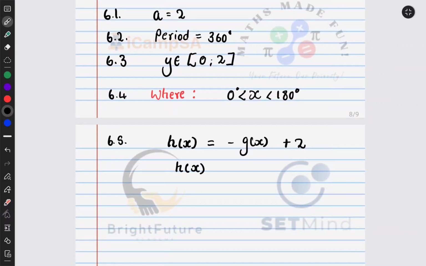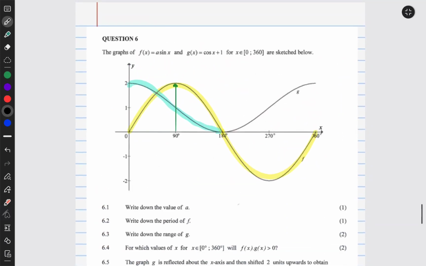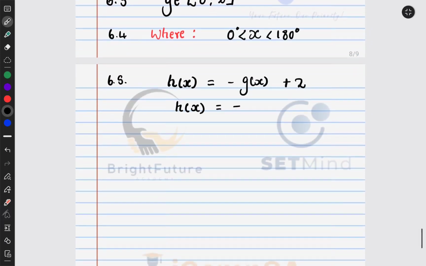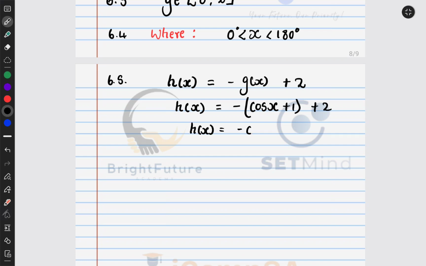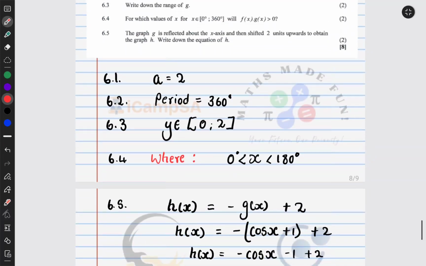What is the graph of g? h(x) is equal to minus (cos x plus 1) plus 2. Therefore h(x) is equal to negative cos x minus 1 plus 2. Therefore h(x) is equal to negative cos x plus 1, and that will be the new equation for the h function. That is how you go about solving that one.